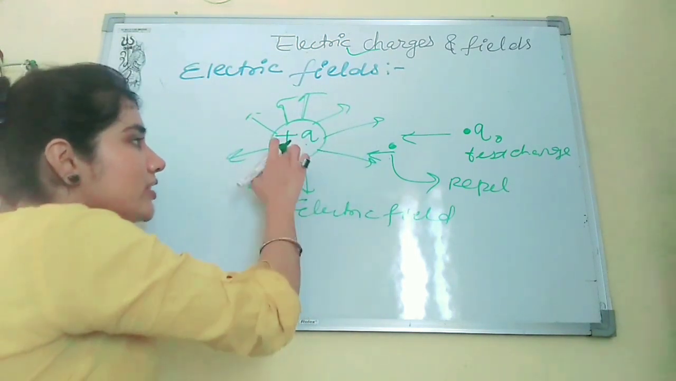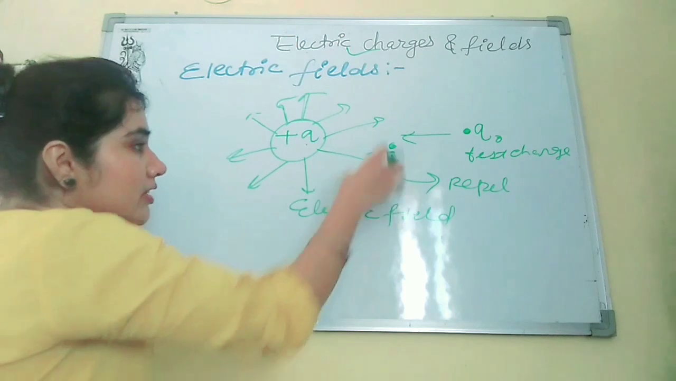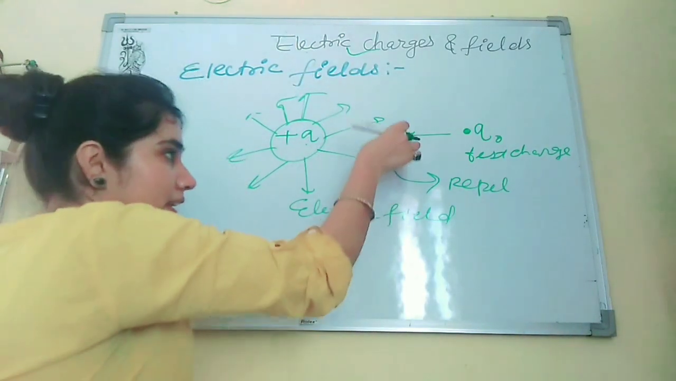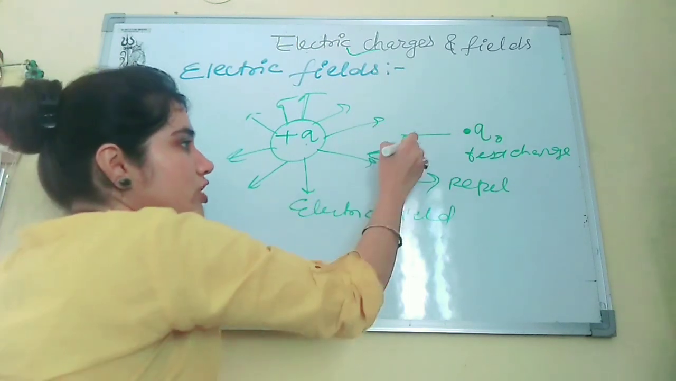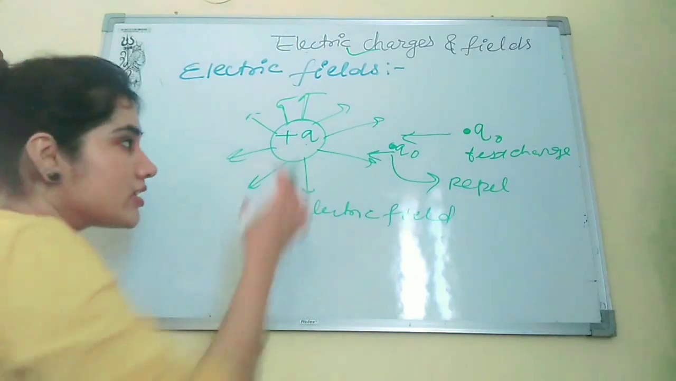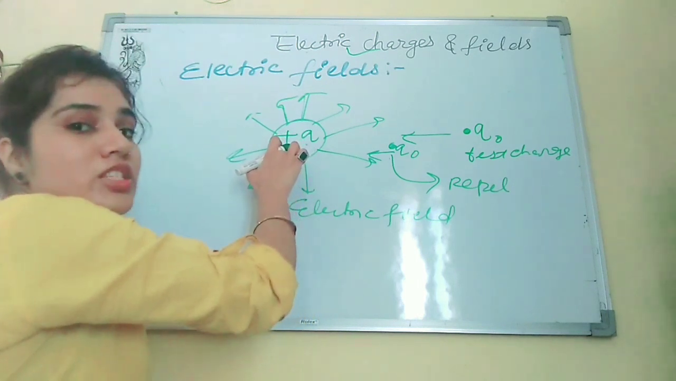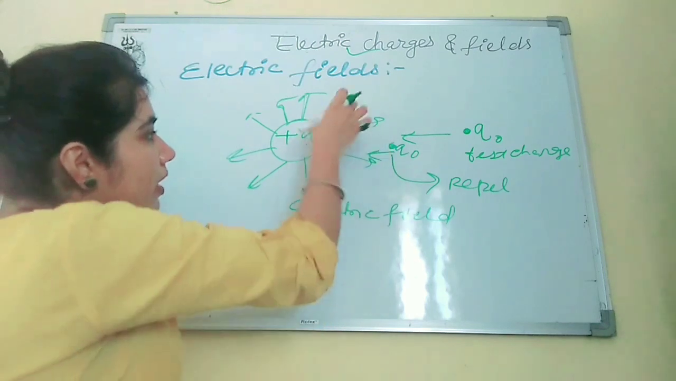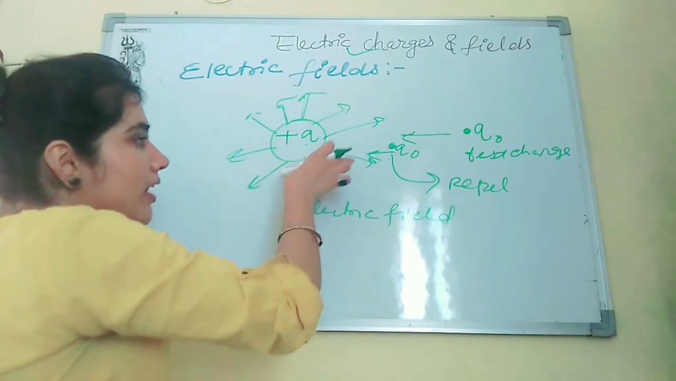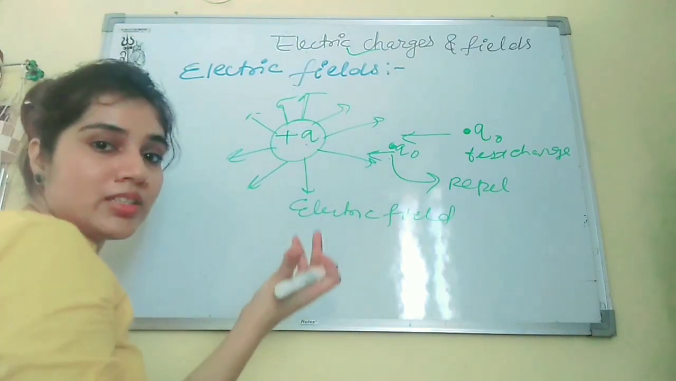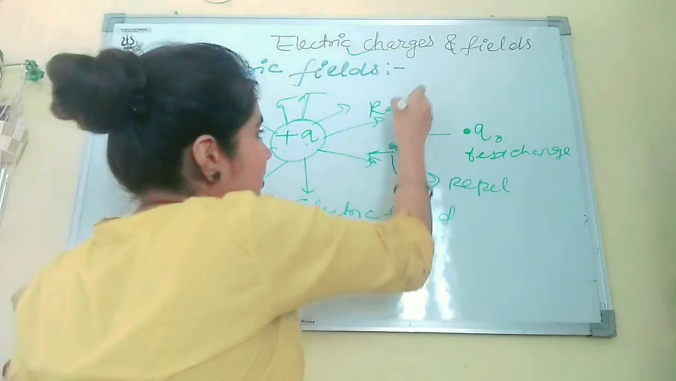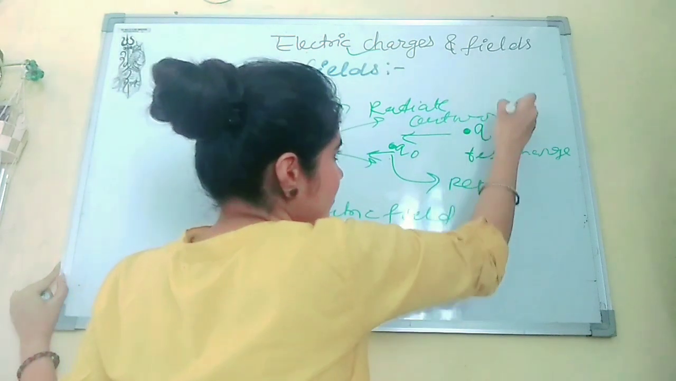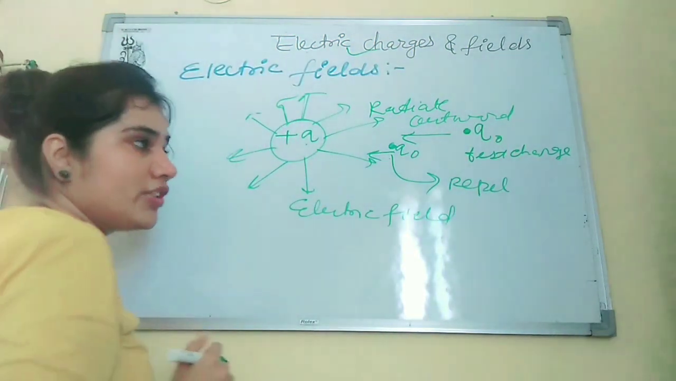This is the electric field which has been created by this positive charge around it. This region is not allowing the charge to enter, and at this point the Q naught charge is feeling some force because of this positive Q. So these are the lines which radiate outwards and create the electric field.